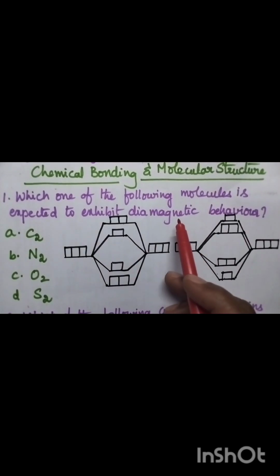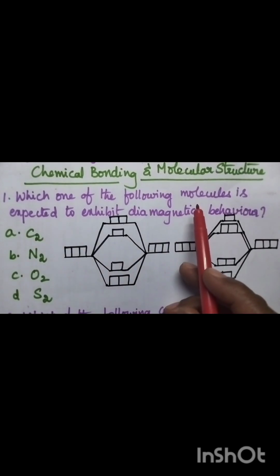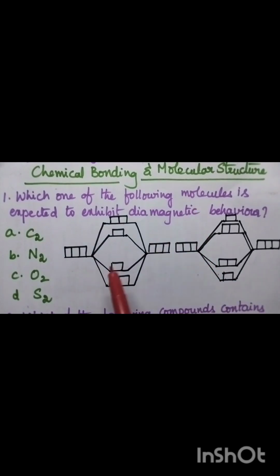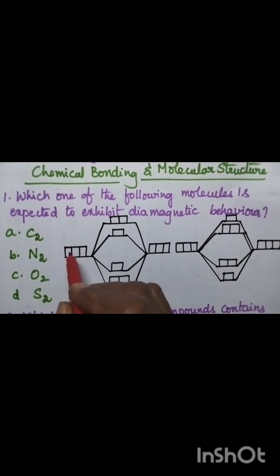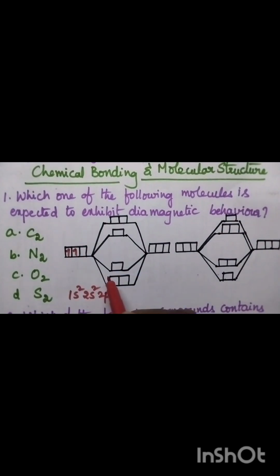To explain the magnetic behavior of the molecules, we have to draw molecular orbital diagrams. So coming to the molecular orbital diagram of C2, its atomic number is 6 and its configuration is 1s2, 2s2, 2p2. So let us concentrate on the p orbital. The p orbital of a carbon atom contains 2 electrons, so each carbon atom contains 2 electrons in the p orbital.